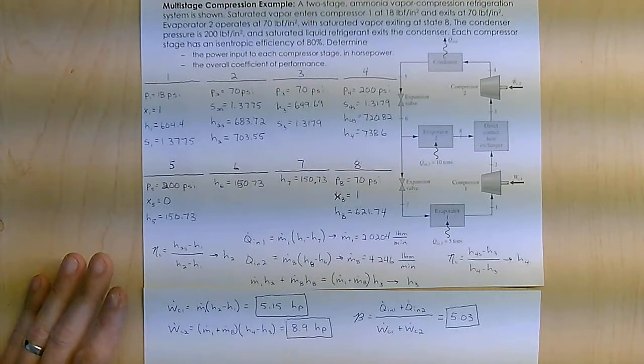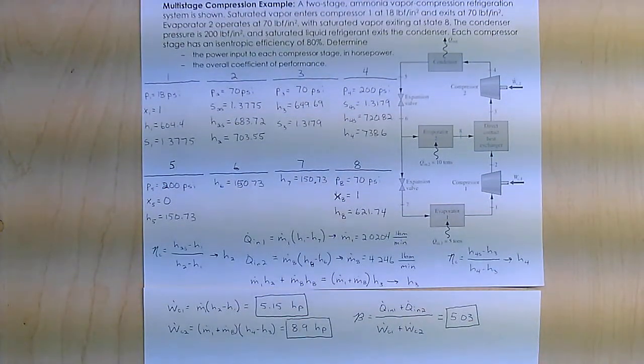But the idea is the same. You just have to find your H values, and then a bunch of delta H's give you the answer.